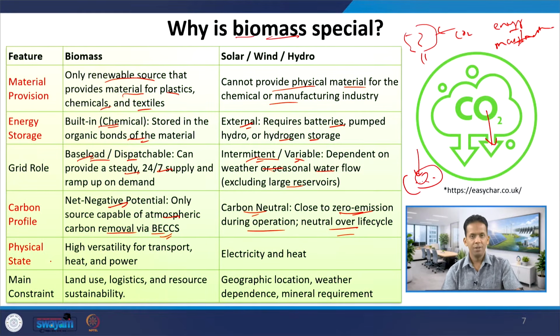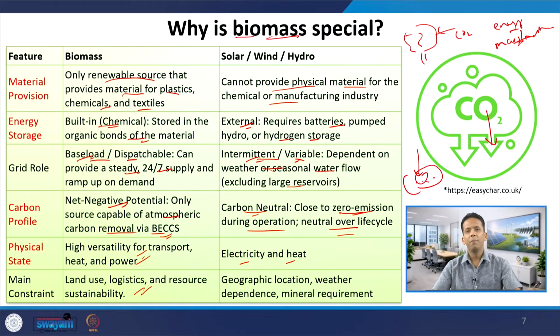Physical state: biomass is highly versatile for transport, heat and power, because it is a solid material. It can be converted into liquid biofuel or solid fuel, and it's easy to transport, store or consume. Solar, wind, hydro, we cannot carry them, so we need to convert them into electricity or heat first, and then they can be used. The main constraints for biomass are the need for land, the logistics and resource sustainability.